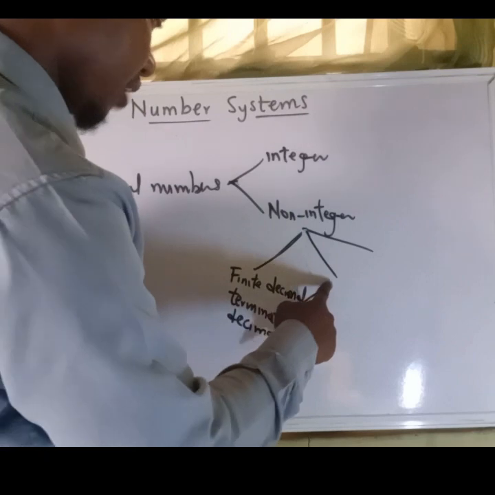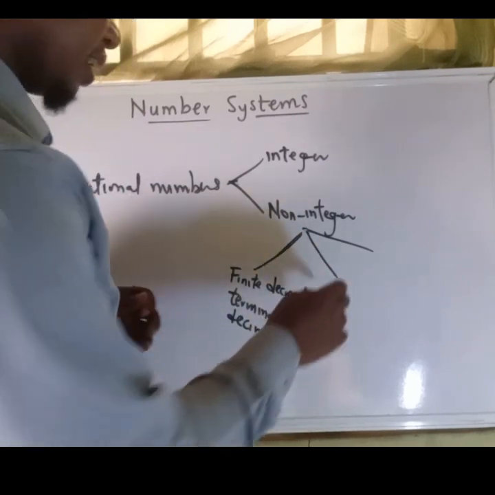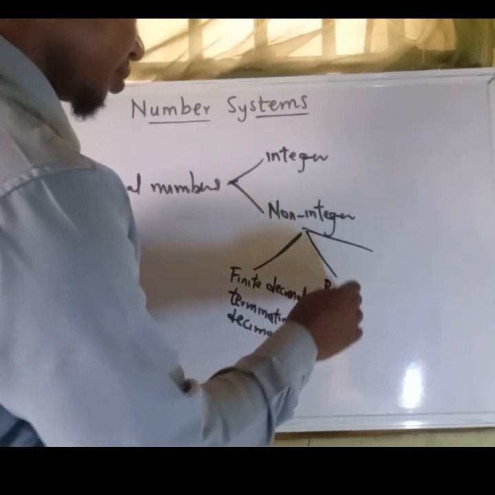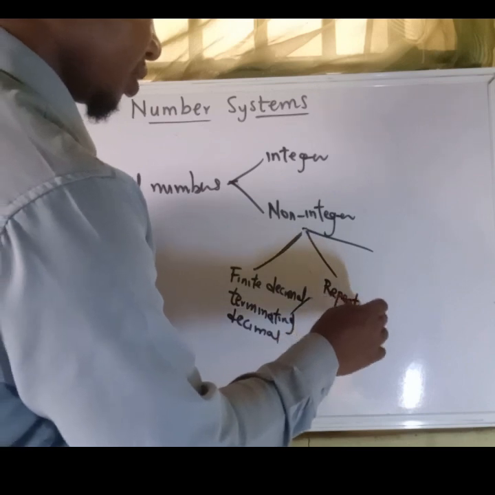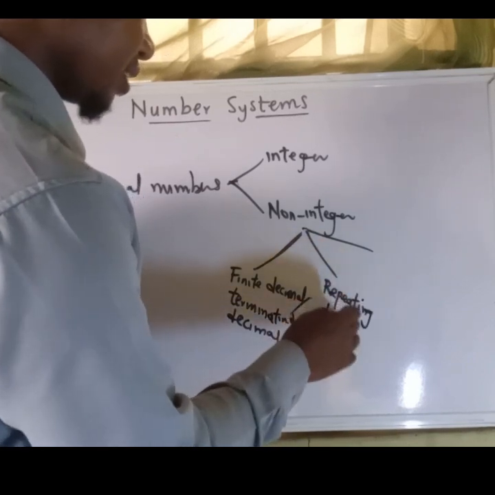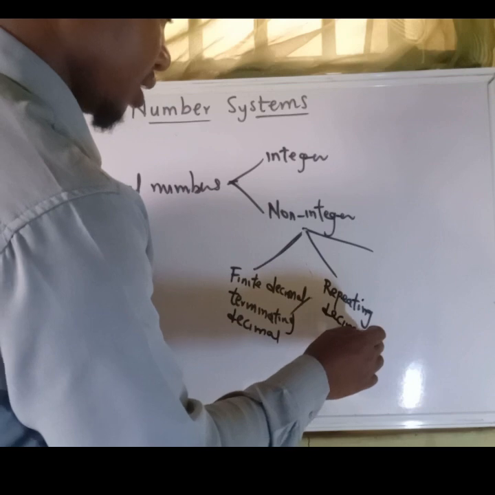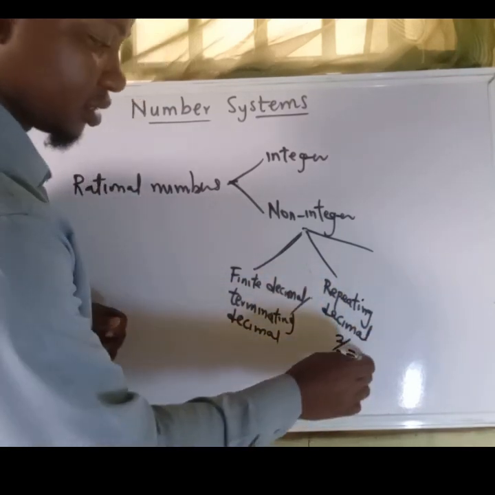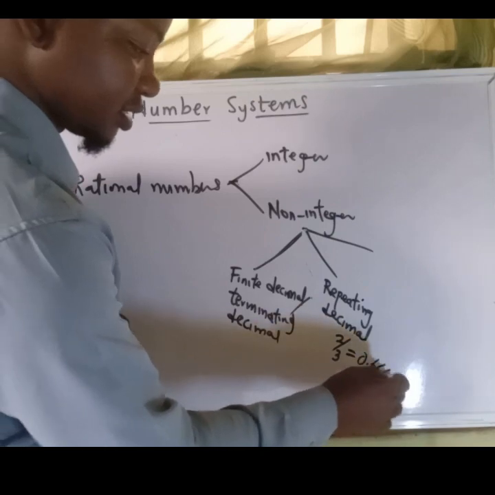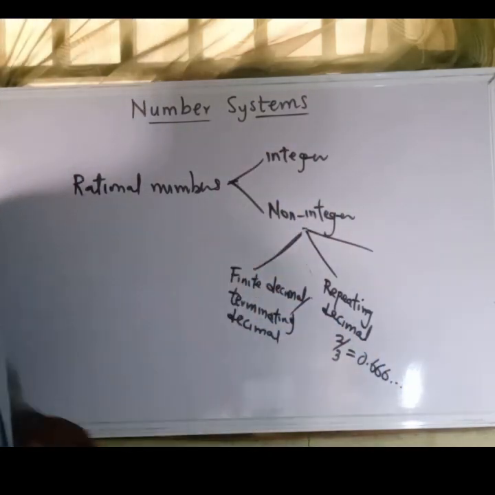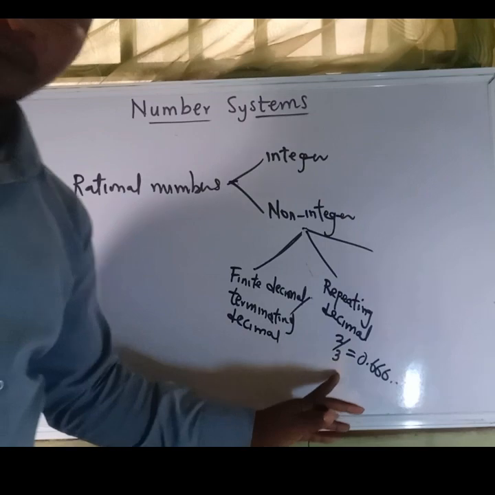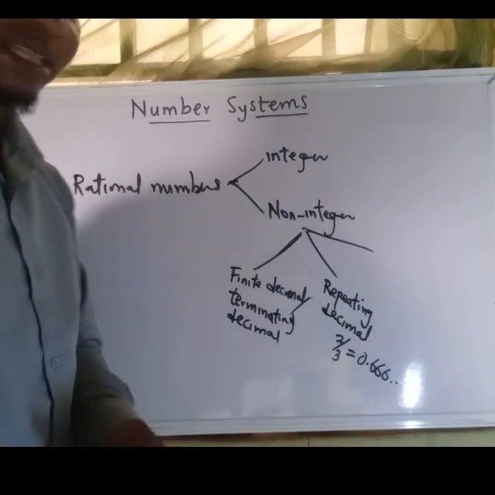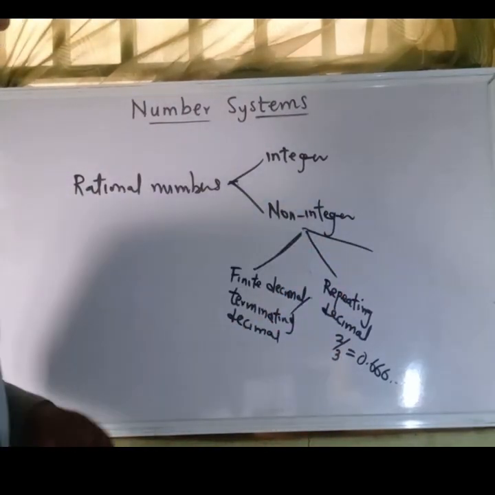We also see that we have some numbers that are repeating decimals. I think we choose the case 2 over 3, which is 0.666, and this continues like that. Another example is 1 over 3, which is 0.3333. We can see many of them under this part.